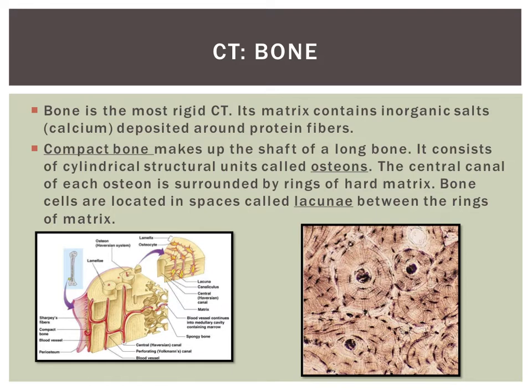The one you see in the diagram here, this is considered compact bone. It makes up the shaft of a long bone, and it consists of cylindrical structures called osteons. The central canal of each osteon will be surrounded by concentric rings of hard matrix, and bone cells are located in spaces called lacunae between the rings of that matrix. So one of the types of tissues you will find in a bone is compact bone connective tissue.